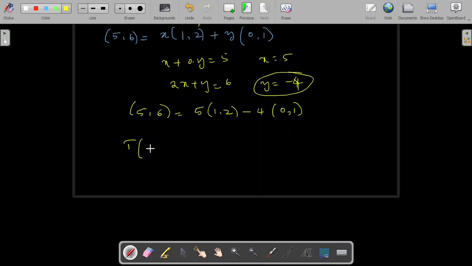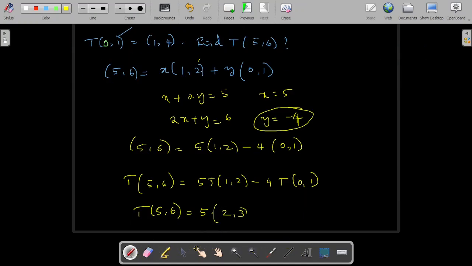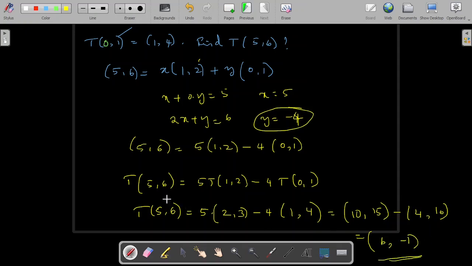So apply T on both sides. We'll get 5 times T of (1, 2) minus 4 times T of (0, 1), because T is linear, already given. Where does (5, 6) go after applying the transformation? 5 times T of (1, 2), given, that is (2, 3), minus 4 times T of (0, 1), given as (1, 4). Let us simplify. 5 times gives (10, 15) minus (4, 16). So this gives you 10 minus 4 is 6, 15 minus 16 is minus 1. So this is where the vector (5, 6) goes after applying the transformation.